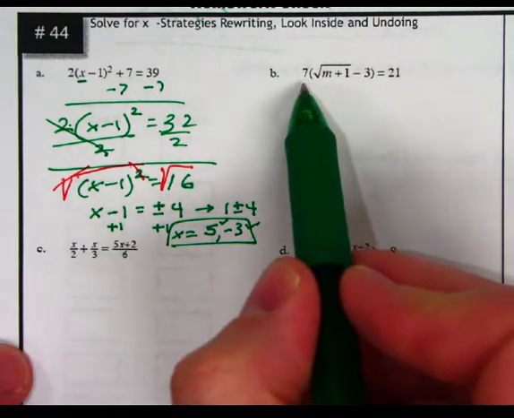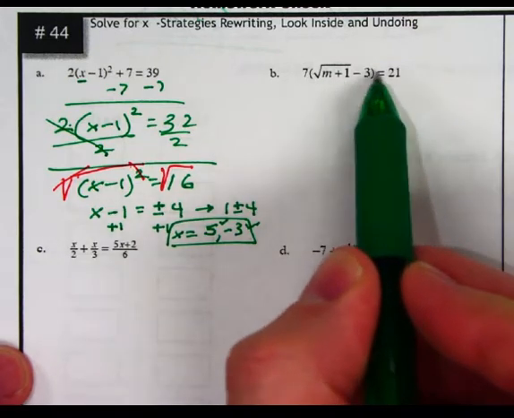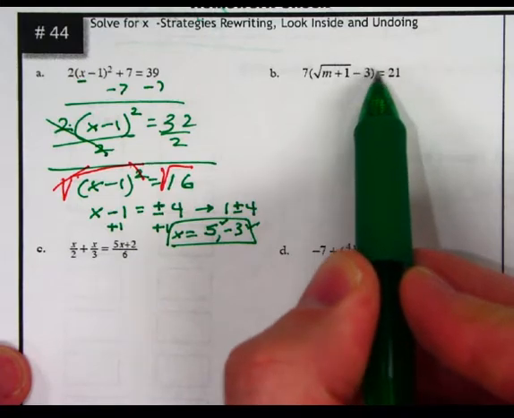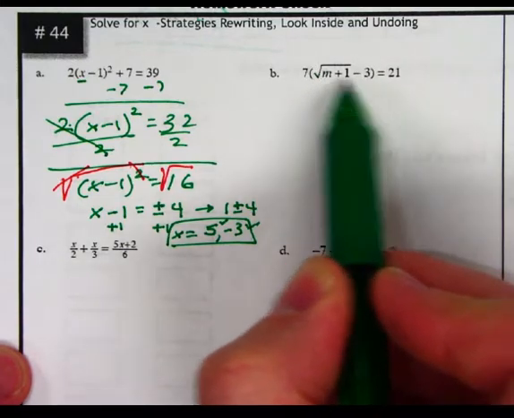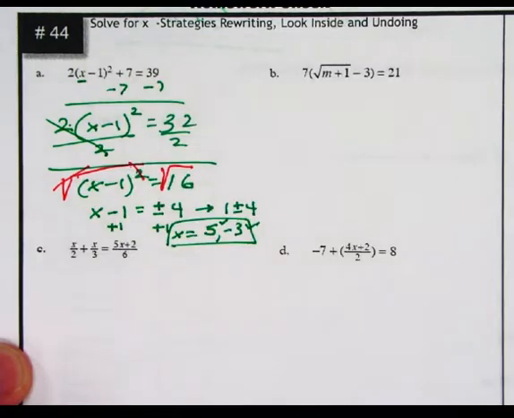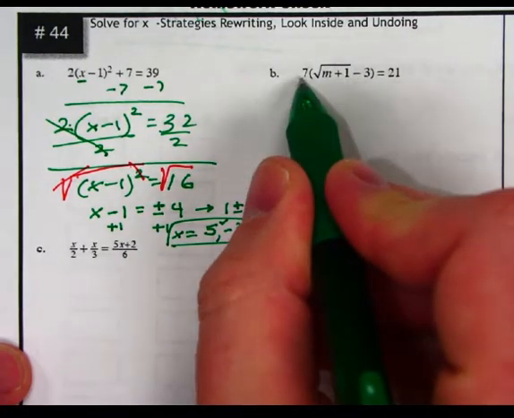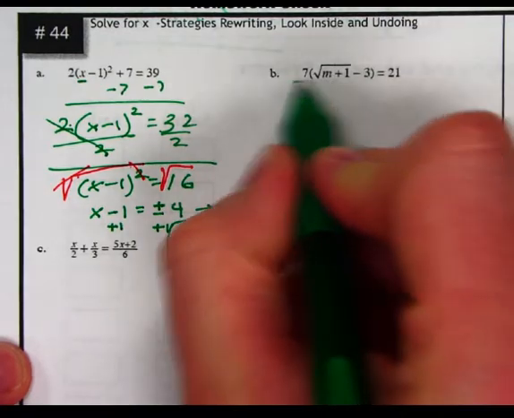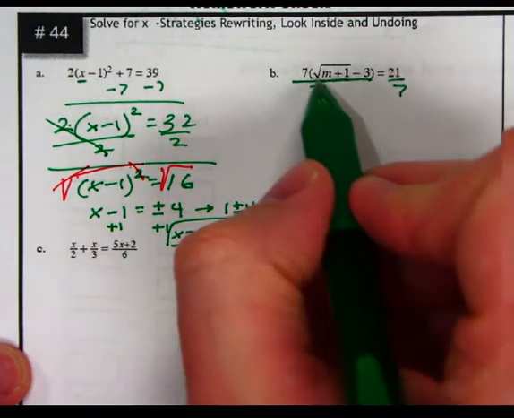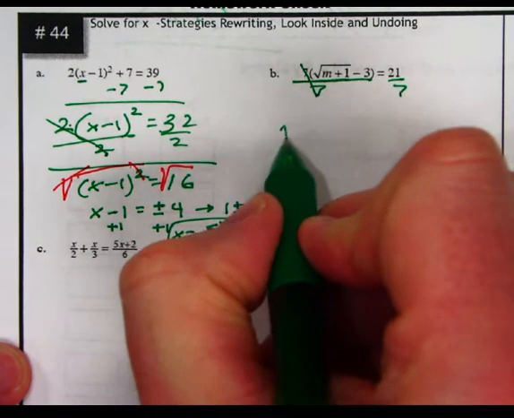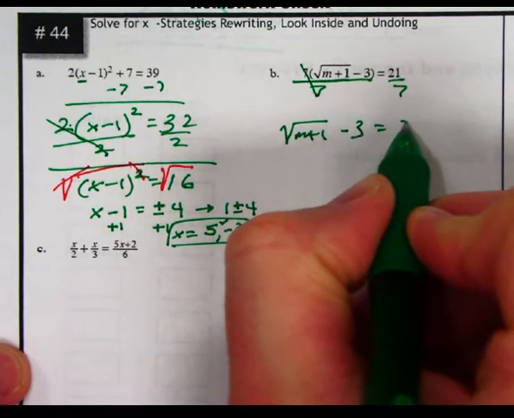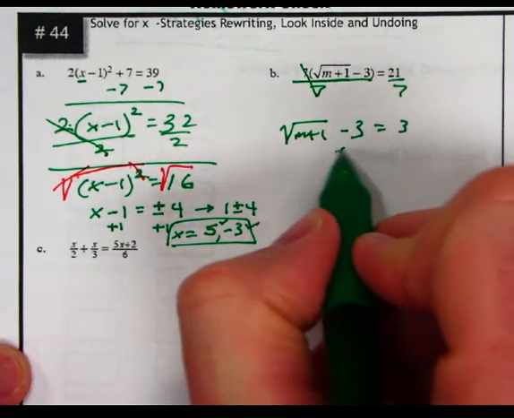This one is set up with a 7 times all this stuff in parentheses. There is a minus 3 right there, but that minus 3 is trapped. It's inside the parentheses, so you can't get rid of that yet. Parentheses is way up the list, so we can't do that. Even though, yes, there is adding and subtracting, the multiplying is what's being done to this parentheses. Divide all this side by 7, divide all this side by 7. Those 7s make a 1 or reduce, and I get square root of m plus 1 minus 3 equals 3. Then add 3 to both sides.